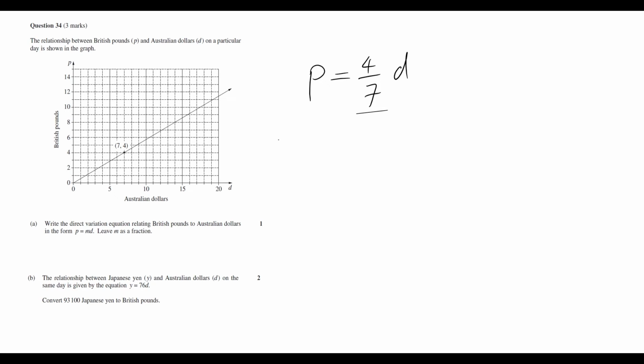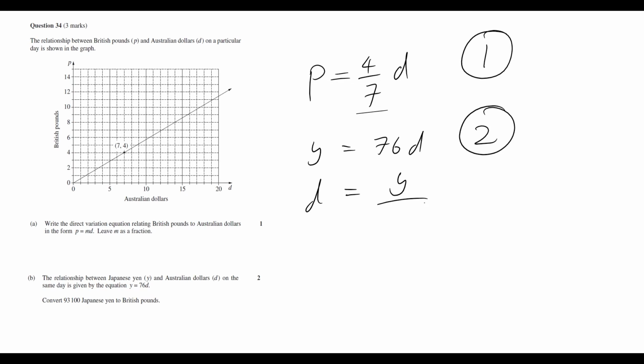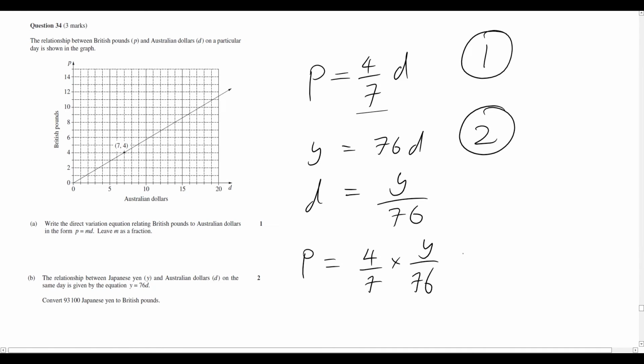Okay, part B. It says the relationship between Japanese yen and Australian dollars D on the same day is given by the equation y equals 76D. So now it asks us to convert 93,100 Japanese yen to British pounds. So what I'd like to do here is work firstly with this a little bit algebraically. So what we can do is construct these as 2 different equations, and now we'll work with equation 2 and solve for D. So we can say that the Australian dollar is equal to the Japanese yen divided by 76. And so what I can do now is sub that value of D back into the first equation. So now I find that British pounds is equal to 4 on 7 times, and now replacing D with y over 76, and then letting the fact that y equals 93,100.